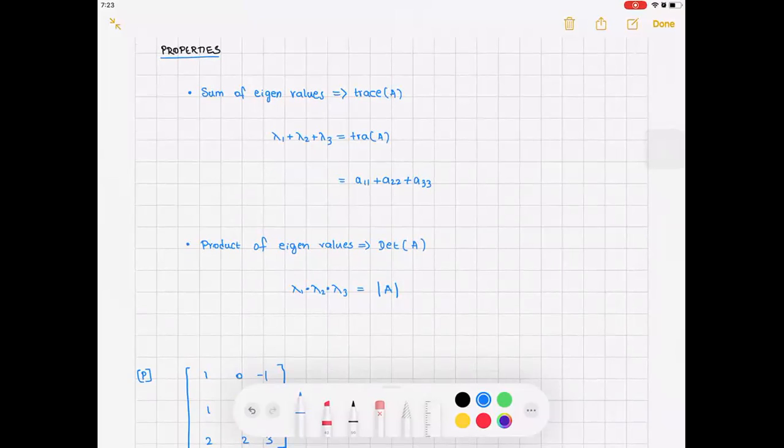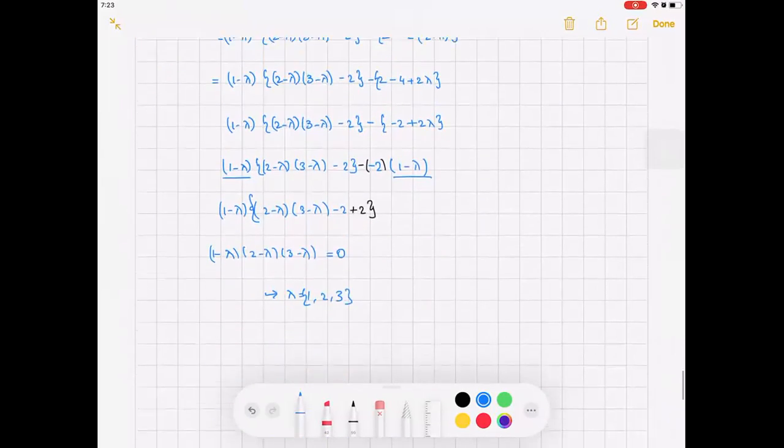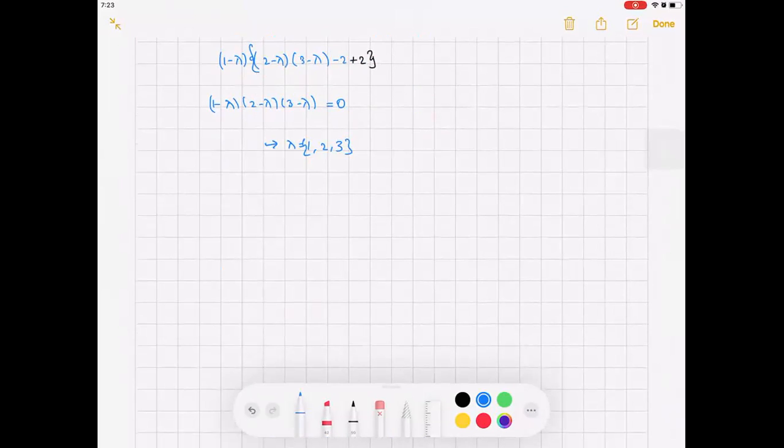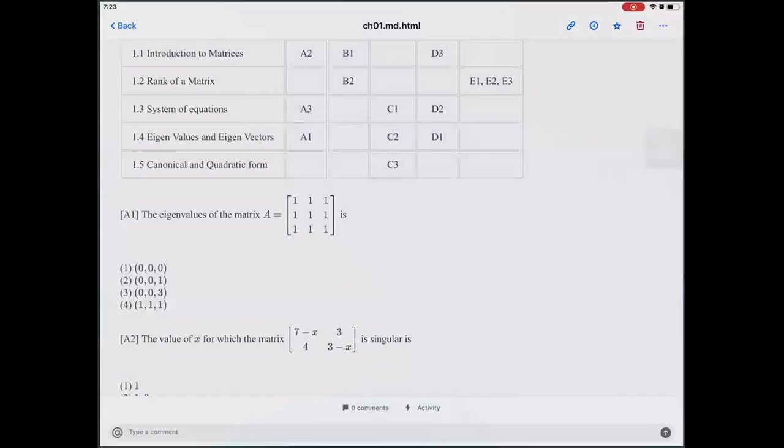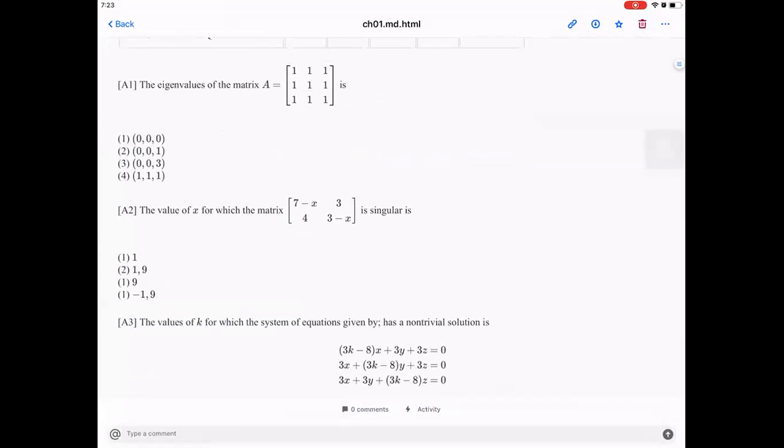Because when we look at it like this, we know what eigenvalues are, and we will have a clear idea about what eigenvectors are. So when we have a clear idea about what eigenvalues and eigenvectors are, remembering everything about those concepts is much simpler. So let's go and solve this problem. So this first problem, look at this problem. So eigenvalues of a matrix A is asked.